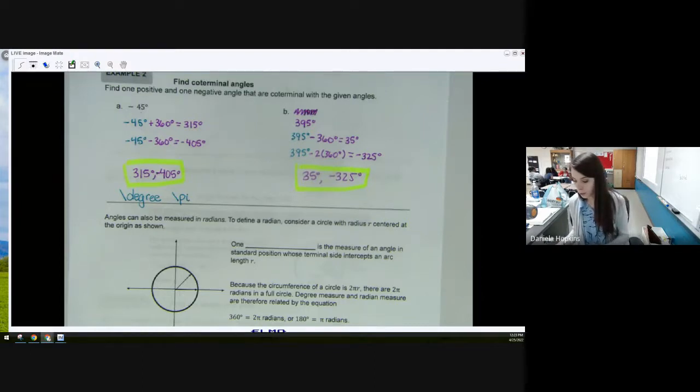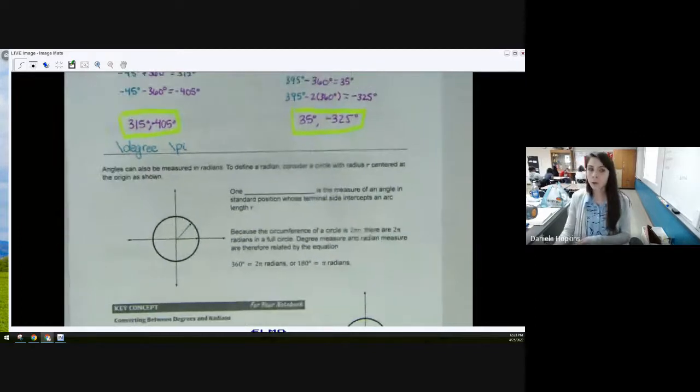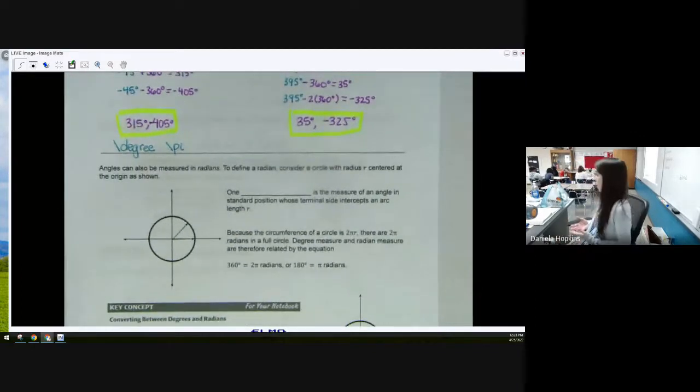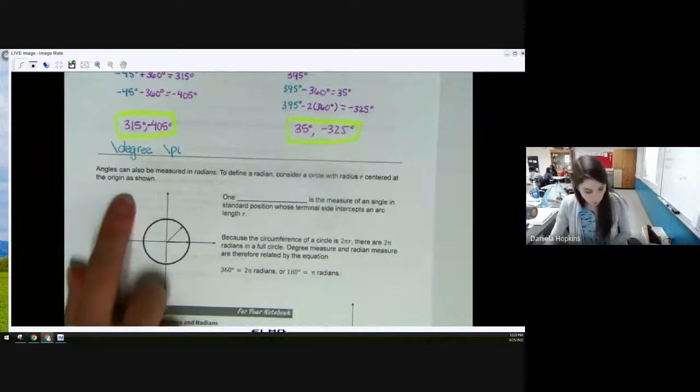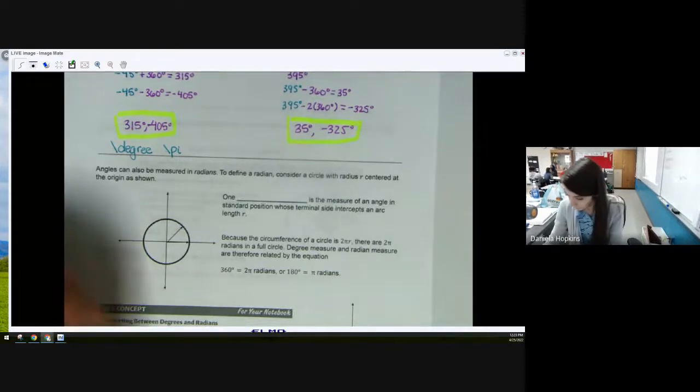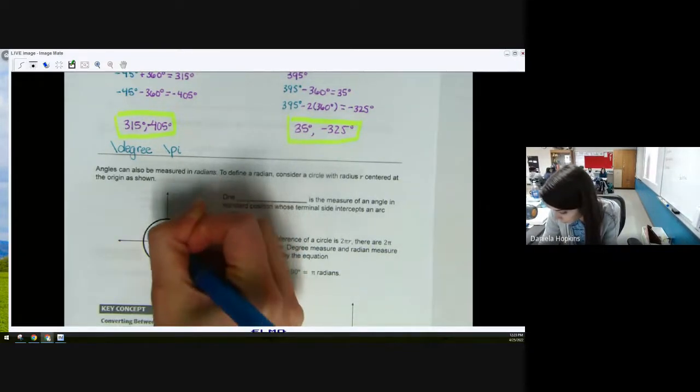Okay, so let's talk about the fun stuff. Let's talk about radians. So degrees, at the end of the day, are a unit of measurement, a unit of angle rather. So angles can also be measured in radians. To define a radian, let's consider a circle with radius r, centered at the origin as shown. So this is our radius r.